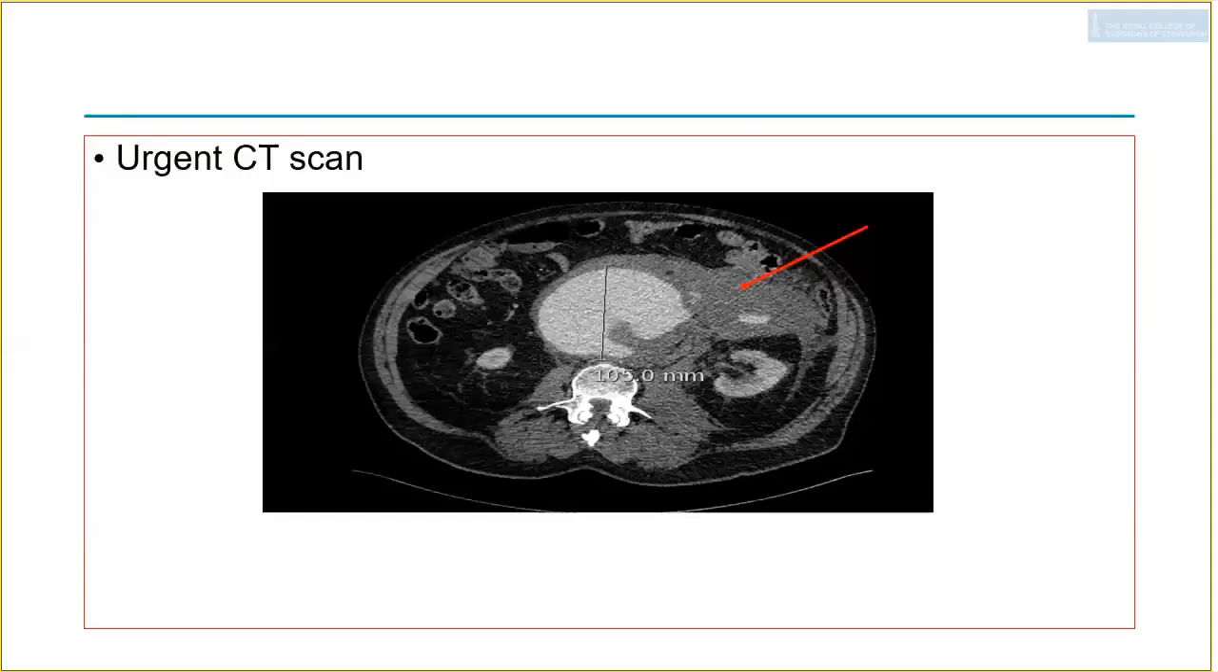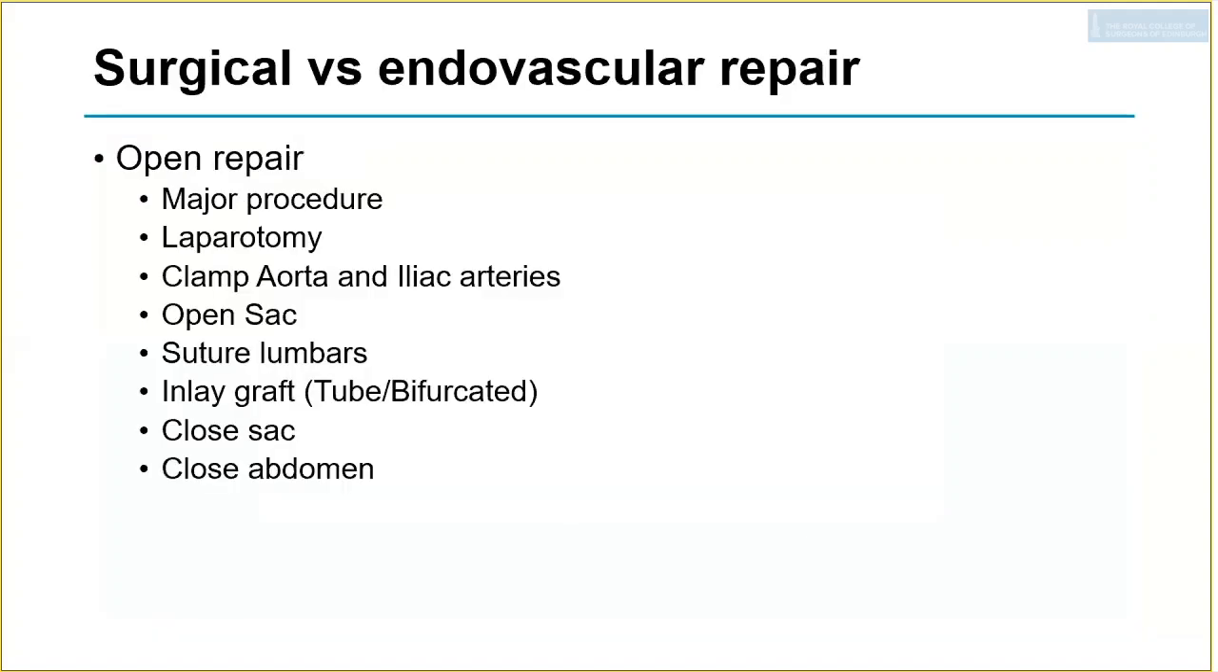A CT scan will confirm or disprove a ruptured aneurysm, and in this case, it's a large AAA, and the arrow is pointing to where the contrast is extravasating in the retroperitoneal space, as you can see there. Okay. So once you've done that, and you think this patient is suitable for surgical intervention, there are two options: either big open repair or endovascular repair.